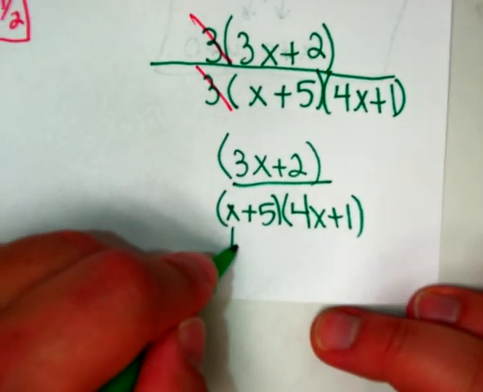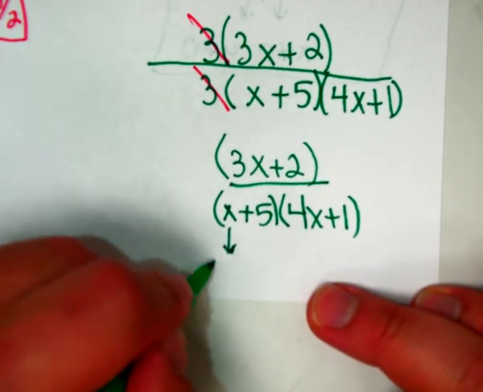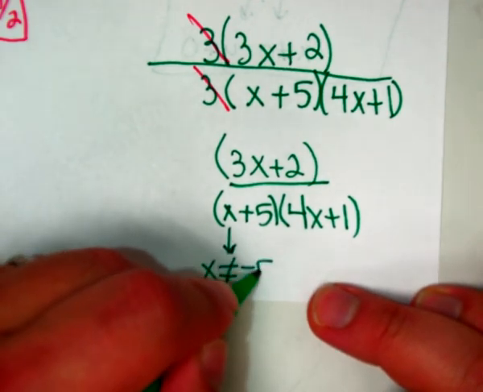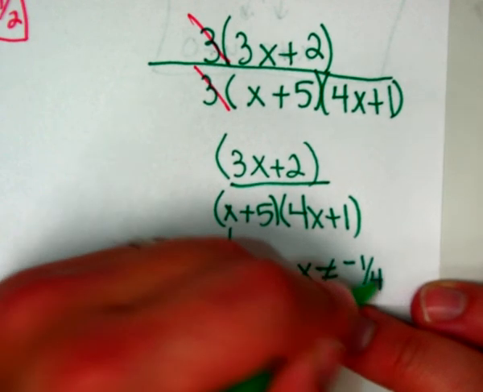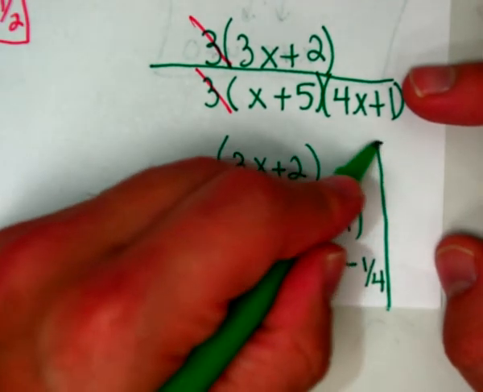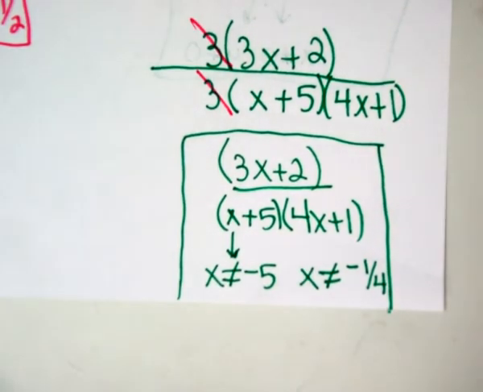Again, the domain restrictions here, we say that x cannot equal negative 5 and x cannot equal negative 1 over 4. And this is it. I hope this helps. These aren't too challenging. The only really tough part about it is making sure we just go step by step through it.